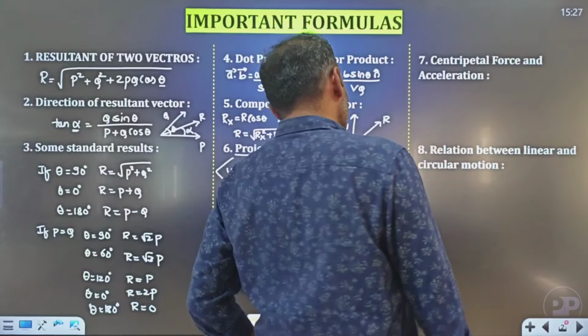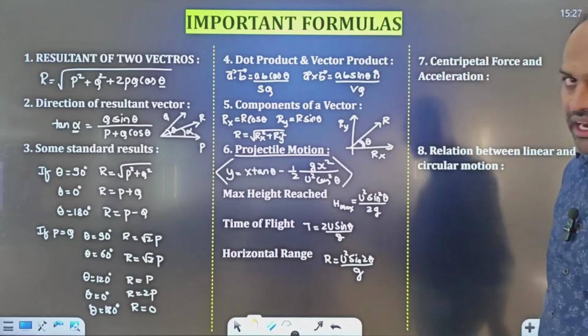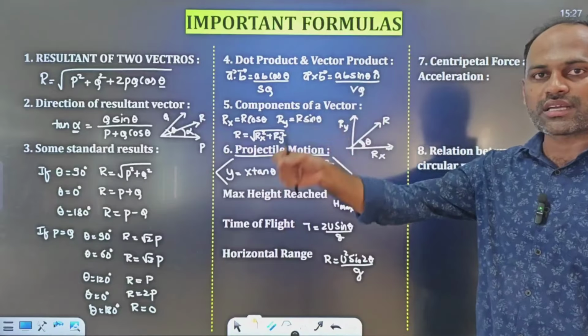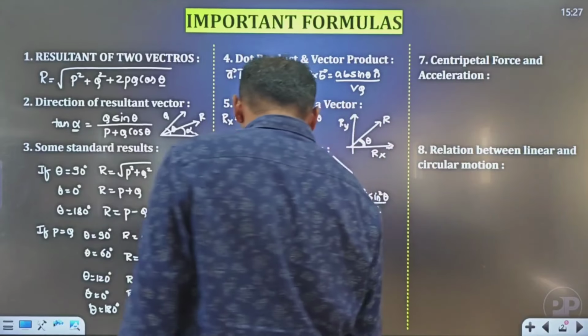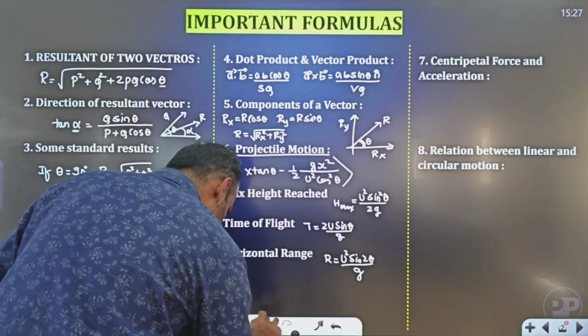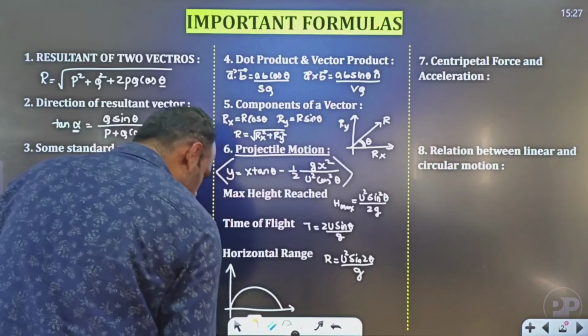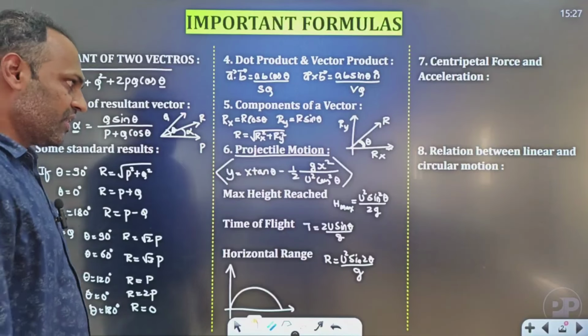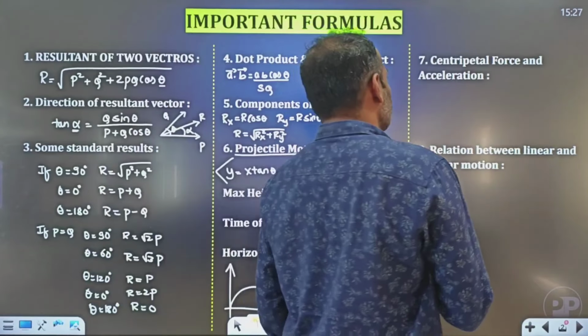Next, look, this is oblique projectile. Oblique projectile means you are projecting a body from the ground and it is coming back to the ground. It will be like this. This is how we have oblique projectile, right? Horizontal projectile will come, I will tell its formulas later.